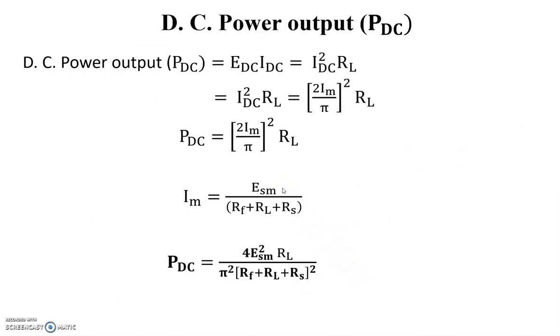Next we will move on to the DC power output, PDC. It is the product of EDC into IDC, or in terms of current, IDC square into RL. Substitute IDC in terms of 2Im by pi, and Im is equal to ESM by RF plus RL plus RS. Finally we get the output PDC equal to 4 into ESM square RL divided by pi square into (RF plus RL plus RS) whole square. This is 4 times greater than that in the half-wave rectifier circuit.